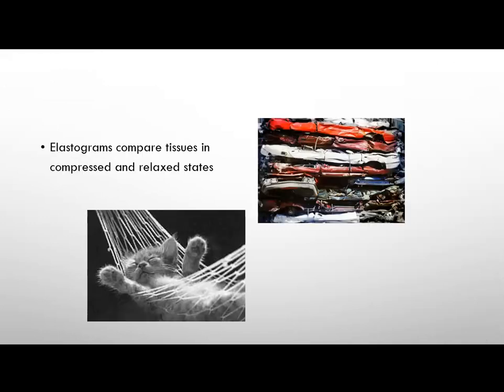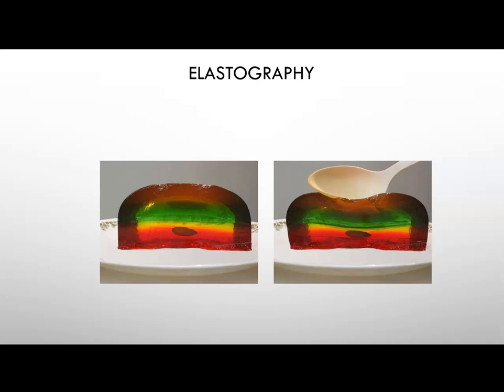So let's take a look here. If you have tissues in a very compressed state or tissues in a relaxed state, they'll look a little different. So here we see some jello, and we're deforming the jello with a spoon. And you can see how the easily deformable jello is deformed throughout the image, but the almond that happens to be in the jello is not deformed whatsoever. The almond does not strain as much as the jello.